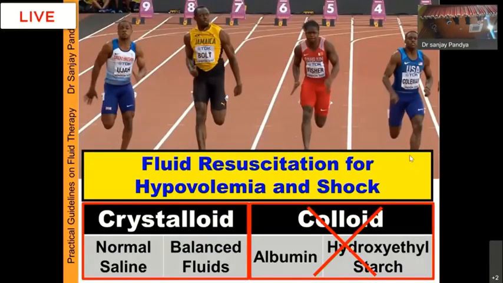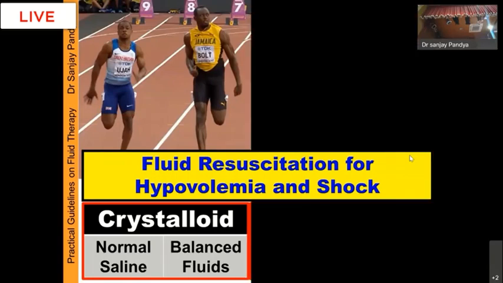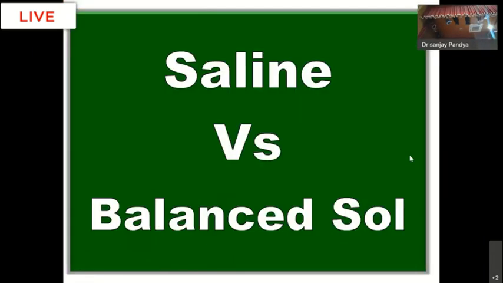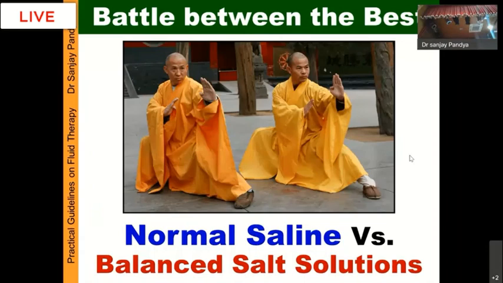Chalo. Out of 4, 2 are out of the race. Okay. So in the marathon at 16 kilometers, we now have only 2 players. And that is saline versus balanced fluid. So the question arises, the battle between the best. Which one will you use? Okay.